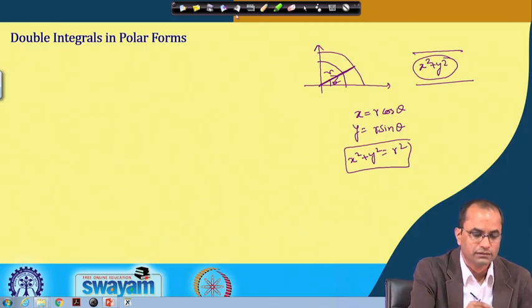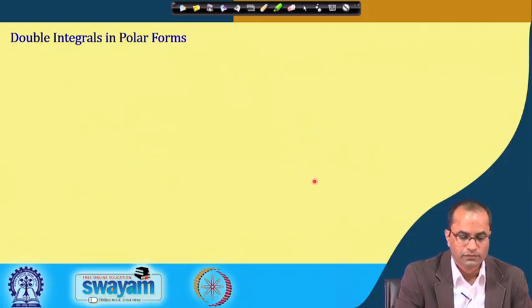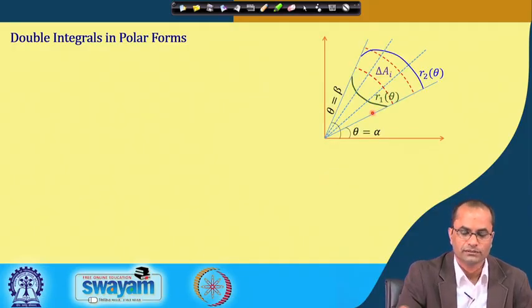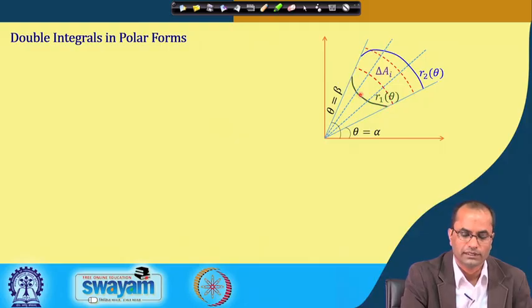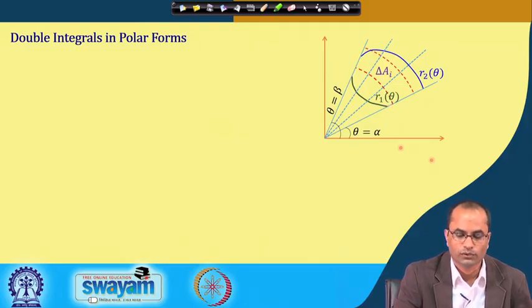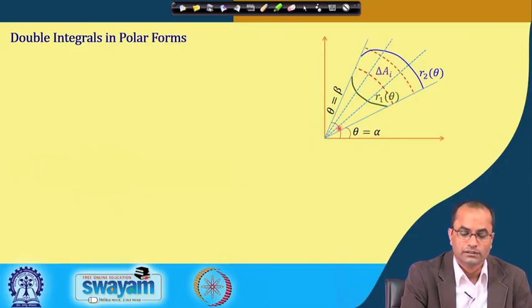So, let us discuss now. Suppose we have this situation here. The domain is bounded by this curve, this is r 2 theta, it is a function of theta, and another curve which is a function of theta here. So, we are talking about the polar coordinates. The distance from the origin to this point will be r, and the angle from the theta is equal to 0 axis will be theta.